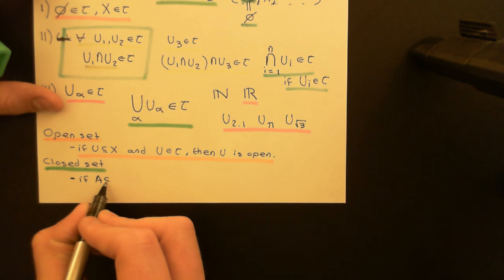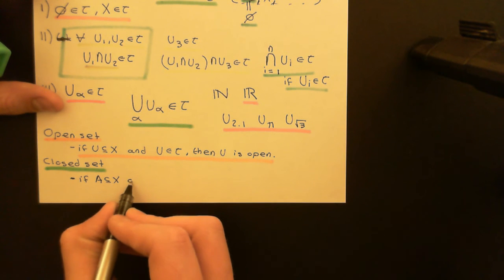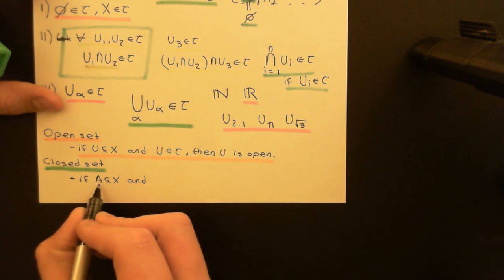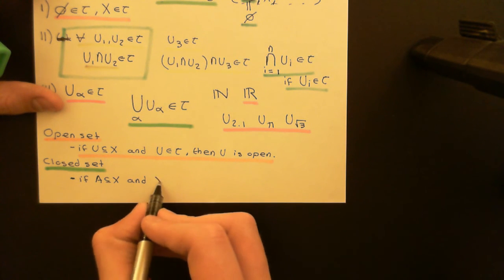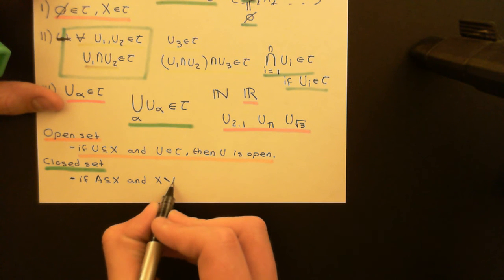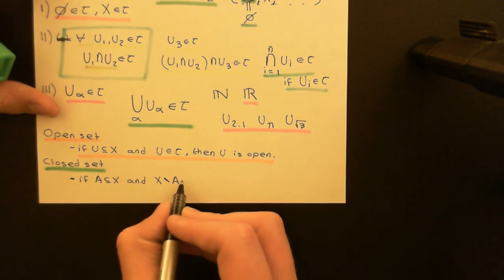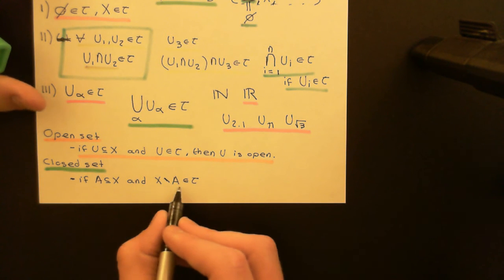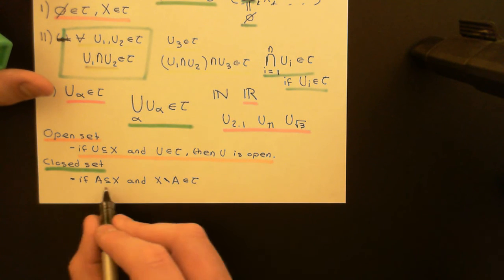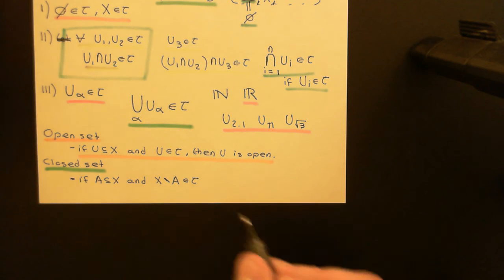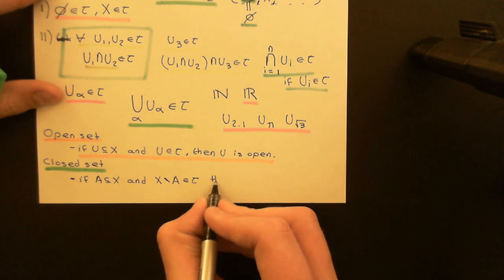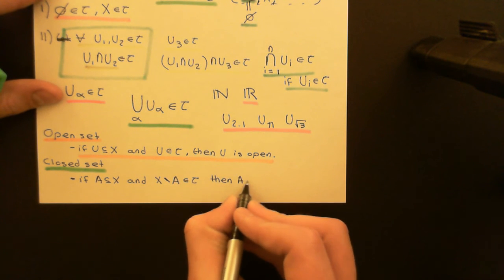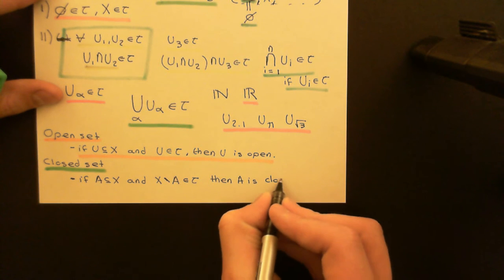If A is a subset of capital X, and the complement of A in X, so I'll write it like this, X take away all the elements of A, so the complement of A in the set capital X is an element of the topology. So if the complement of the set capital A is an open set, then we call A a closed set. Okay, so then A is closed.